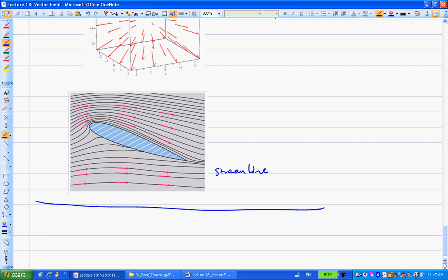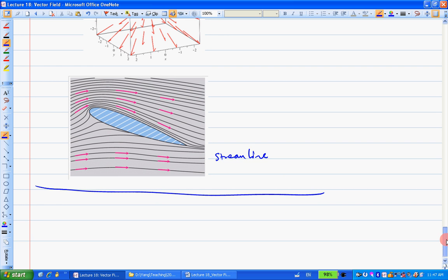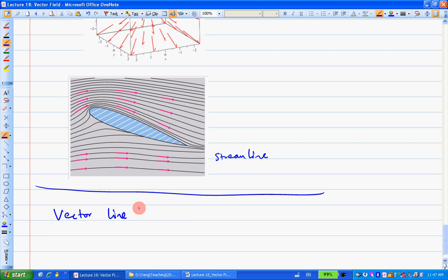So the question is, what do we do with a vector field? There are a couple of things. The number one thing that we're going to do is this: the vector line integral.